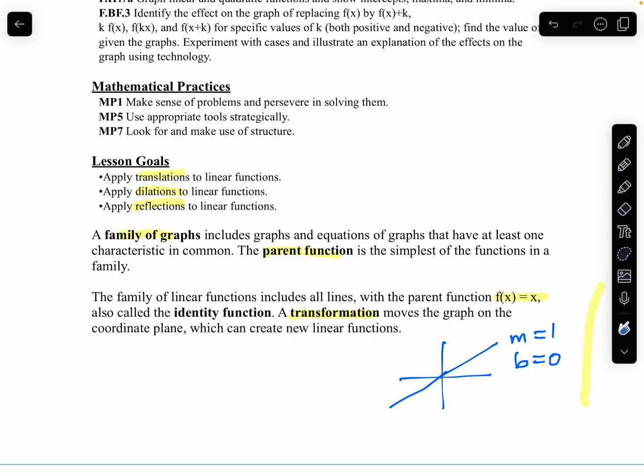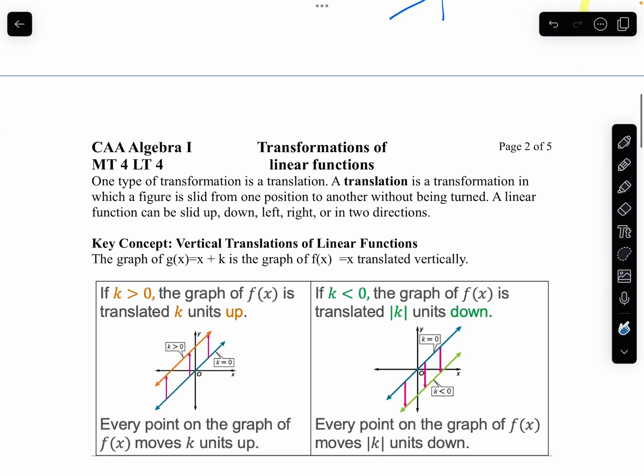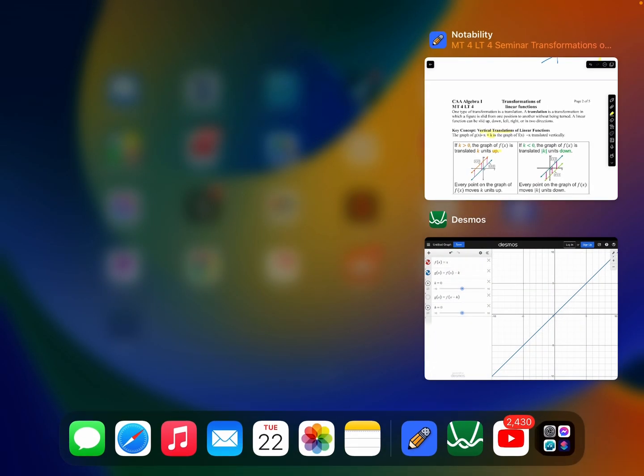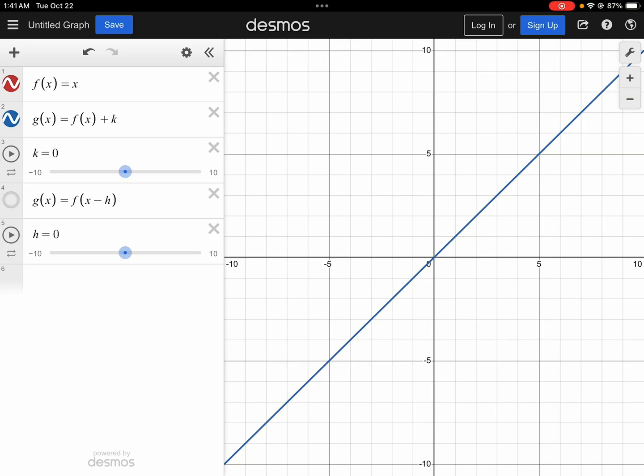Let's go to the next page here. Now, our first function we're going to look at is a vertical translation. That is, it slides up and down. If I add a number on to my parent function, it slides it up or down. If the number is positive, it slides it up. If it's negative, it slides it down. You can see that by looking at my Desmos line.